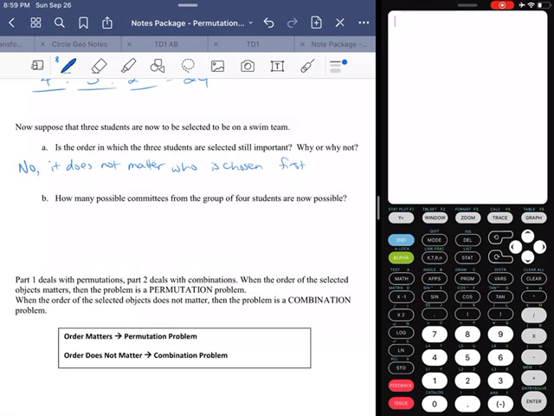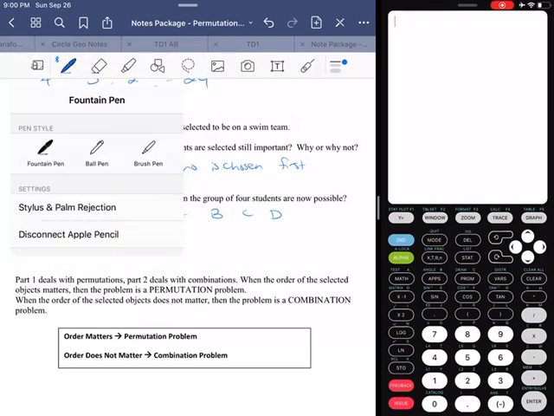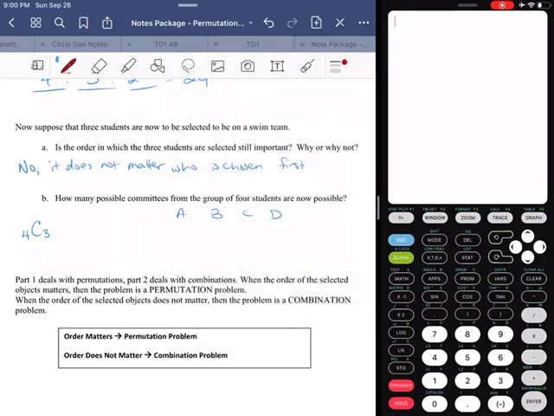Before we used nPr, this time we're going to use, it looks very similar, but it's a combination. It's 4C3. If we draw this out, we've got 4 students, A, B, C, and D, and let's make all the possible combinations of letters here. 3 letters, we're choosing 3. So A, B, C, and we've got A, B, D, we've got A, C, D, and we've got B, C, D.